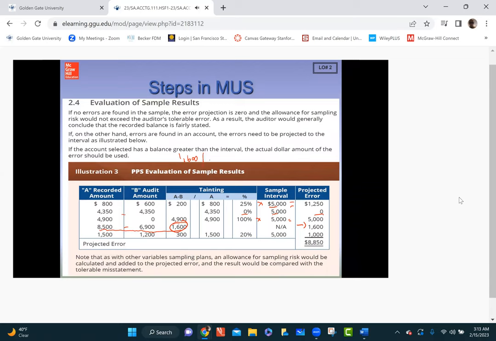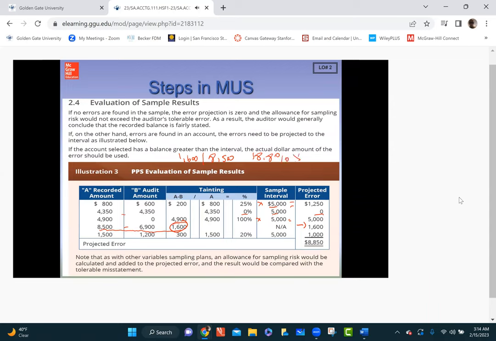And if you divide that by the account balance of 8,500, okay, don't do this. I'm just doing this to show you here's what happens, here's your brain on crack or something type of thing that I'm doing. So don't do this, okay? 1,600 divided by 8,500 gives me an error rate of about 18.8%.